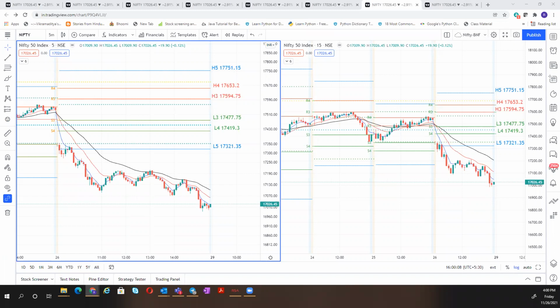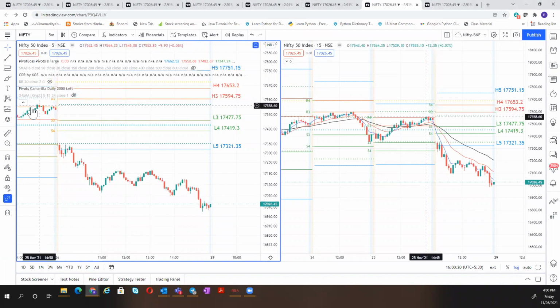So how did the trading go today? We had a great range breakout. We had a gap down. Hope you all did well. Let's go ahead and see how we could have traded today.